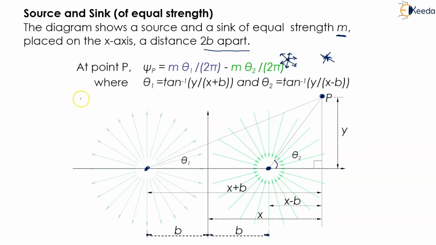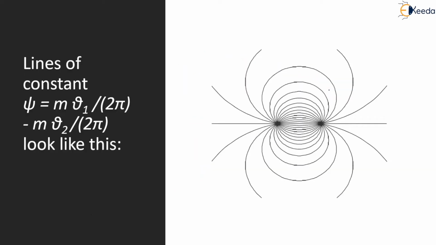We have taken tan theta is equal to y upon x plus b. So over here theta 1 becomes tan inverse of y upon x plus b. Similarly over here this becomes y upon x minus b. The line of constant psi is equal to m theta 1 upon 2 pi minus m theta 2 upon 2 pi and looks like this. So over here we had a source flow and over here we had a sink flow.